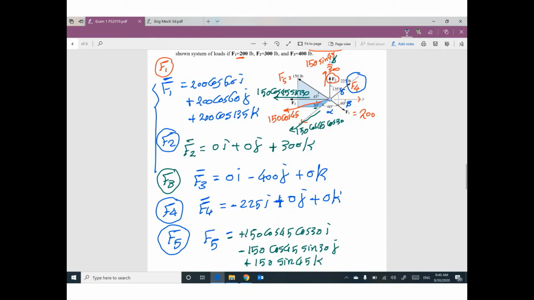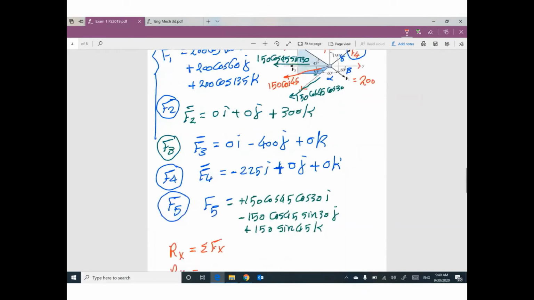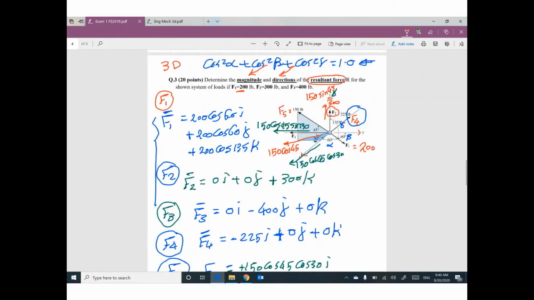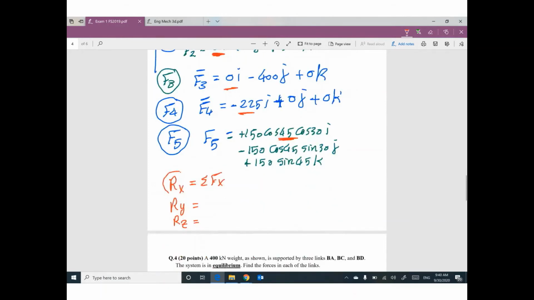Do you have any more forces? No, we are done. The x component of the resultant, the y component of the resultant, and the z component of the resultant force. The x component is the summation of all x components. Please go ahead and add all the x components to get the x component of the resultant.